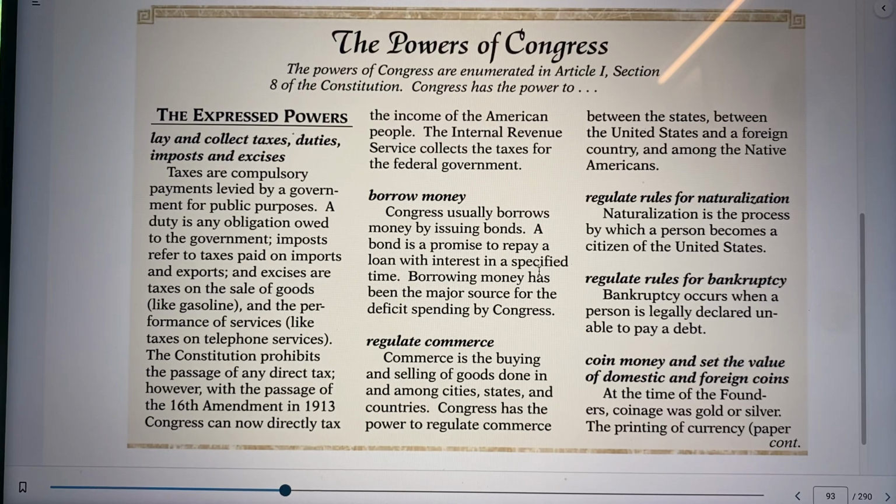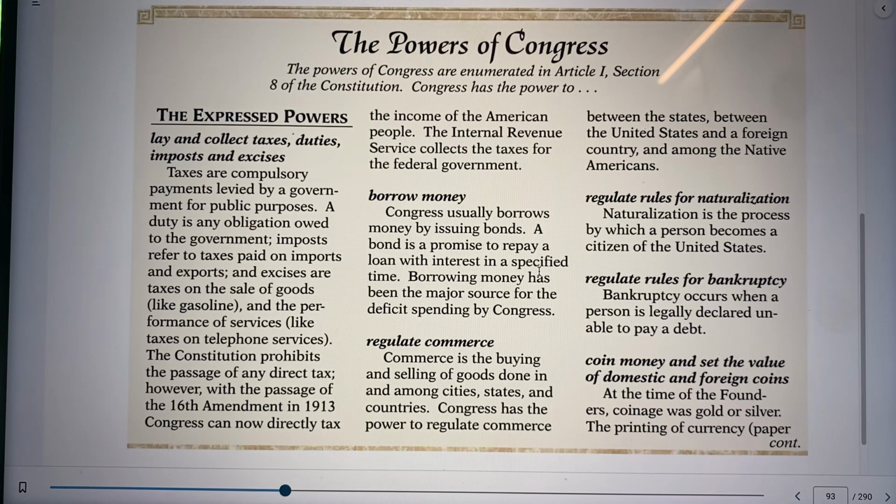Okay, other powers are what? Congress can borrow money. That means it can issue bonds, promise to pay back loans with interest over a specific time, and sometimes they have a deficit problem spending in the midst of borrowing money. Sometimes Congress is borrowing too much money.